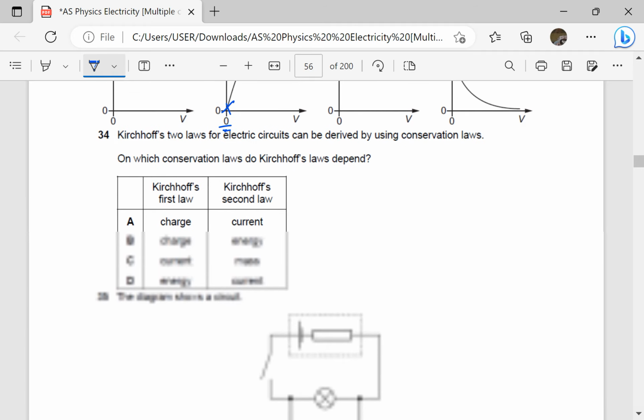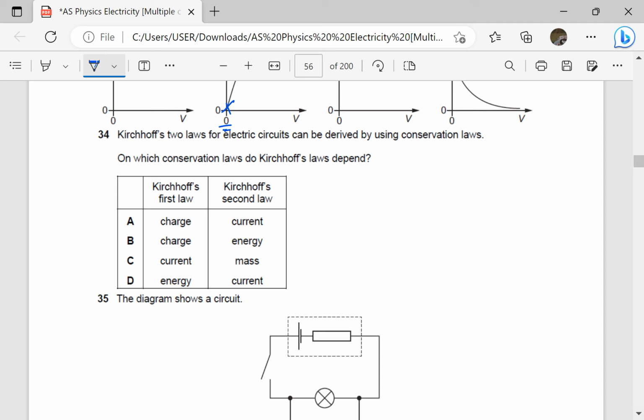Kirchhoff's two laws for electric circuits can be derived by using conservation laws. On which conservation laws do Kirchhoff's laws depend? Of course, the first law is charge, the second law is energy. So we are aware of that. We don't waste time there. Charge and energy. Charge for the first law, conservation of charge.